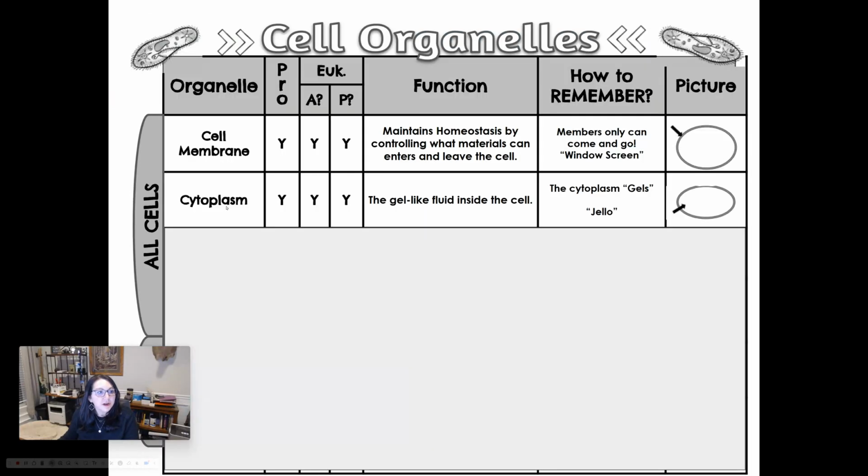So for your chart, again, it's cytoplasm, yes across. It's a gel-like fluid, and I said the cytoplasm gels. And your arrow should be pointing inside into the emptiness. It looks empty, but it's just a clear fluid in there.